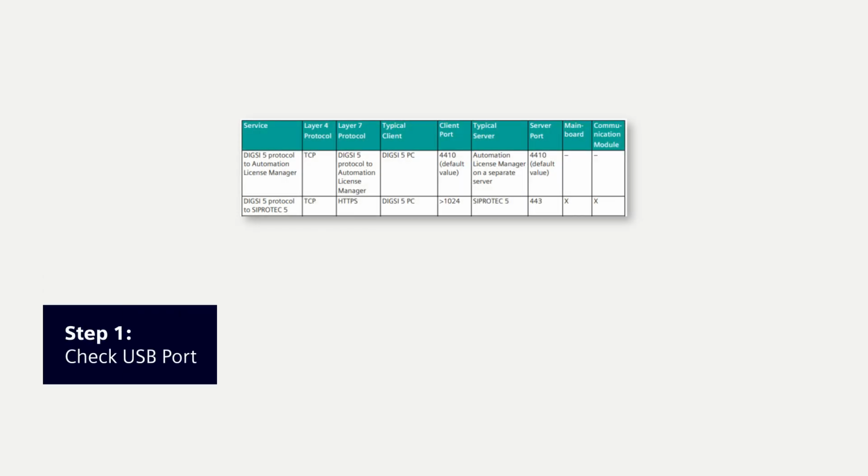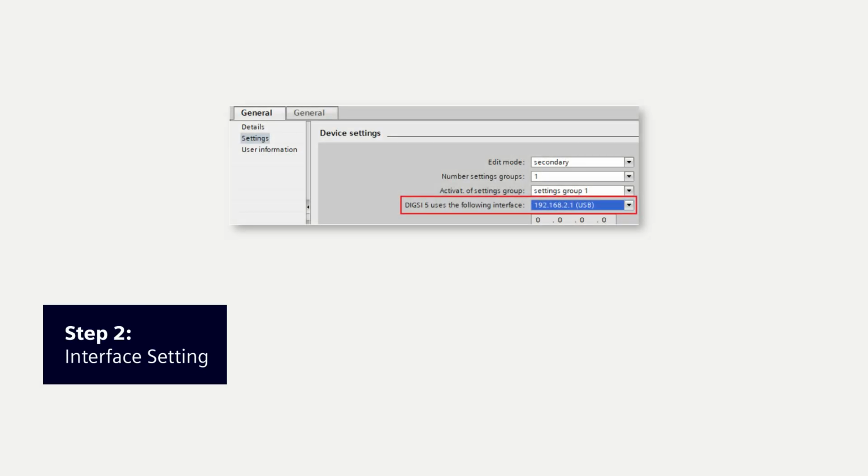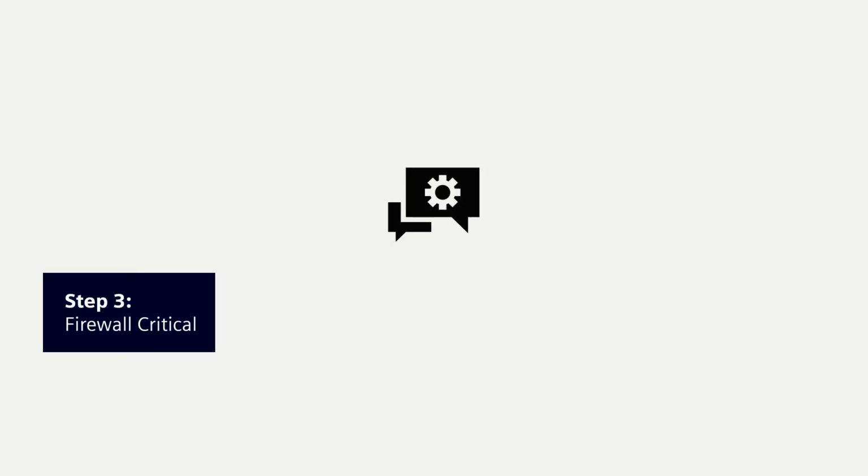First, verify your USB port is functional. Check with your IT department that the USB port hasn't been restricted in the BIOS. Second, confirm that DIGSI 5 is configured to use the correct interface. Open your project, go to Online Access Settings, and make sure USB or Port J is selected as your connection method.